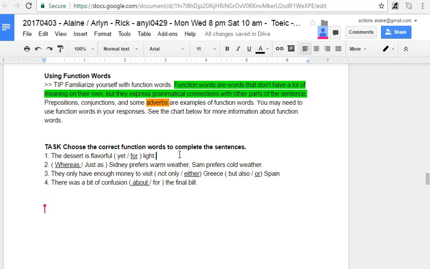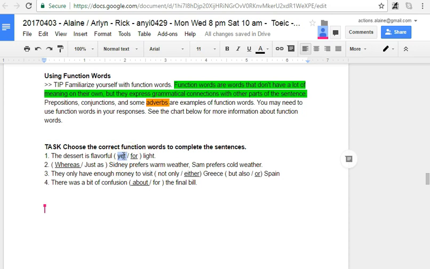Okay, so let us check your answer. For number one, you answered for. Actually, the correct answer is yet. Yes, because for function words, they don't have meanings. We just need to measure if it will fit the thought of the sentence. The dessert is flavorful. If we use for light, are you saying that the name of the dessert is light? That is why we need to use yet.